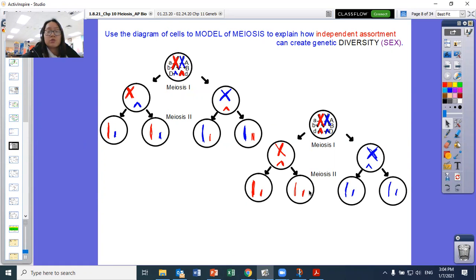So just by this one little change, you can actually already have genetic diversity, just because this is a possibility of having these kinds of gametes, and this is the other possibility of just changing one little thing, and that is due to independent assortment. Now think of the variation that could occur if there were 23 pairs instead of just 2 pairs.